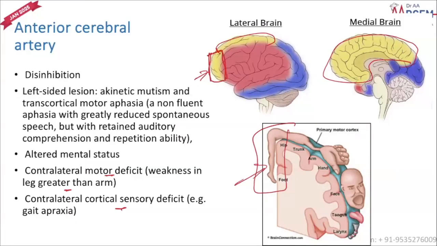The frontal lobe is important for your behavior. So disinhibition and altered sensorium can be present. If there is a left-sided lesion, that means the dominant hemisphere is involved, akinetic mutism and transcortical motor aphasia might be present. That is non-fluent aphasia with greatly reduced spontaneous speech.